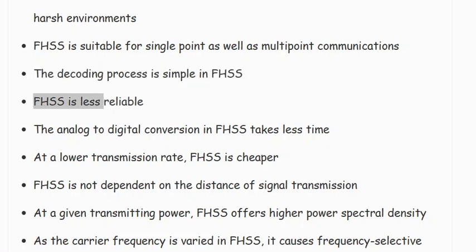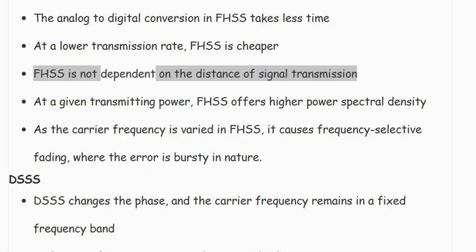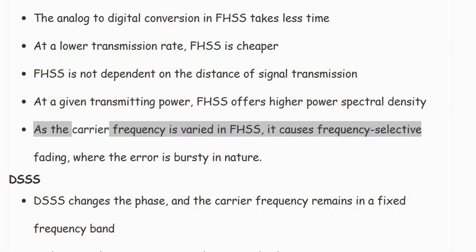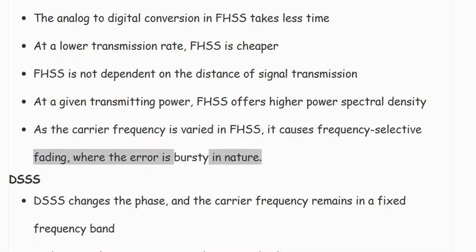FHSS is less reliable. The analog to digital conversion in FHSS takes less time. At a lower transmission rate, FHSS is cheaper. FHSS is not dependent on the distance of signal transmission. At a given transmitting power, FHSS offers higher power spectral density. As the carrier frequency is varied in FHSS, it causes frequency selective fading, where the error is bursty in nature.